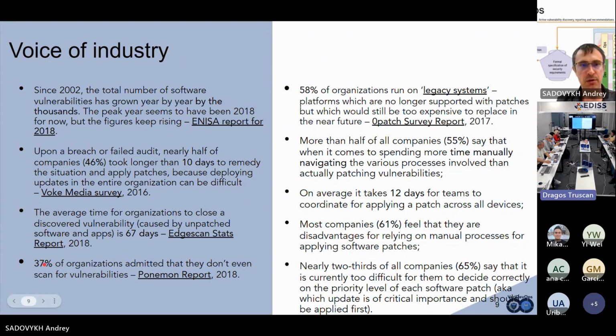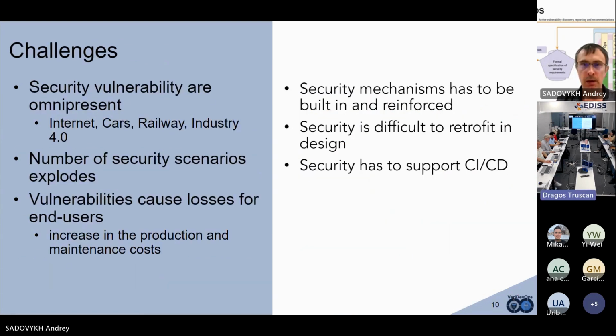Many organizations do not care about vulnerability, do not scan for vulnerabilities. Many organizations run so-called legacy systems that are not updated, and it's too expensive to replace the systems. And so there's a lot of manual work in this process for patching, discovering problems, patching that. And this needs to be remediated somehow.